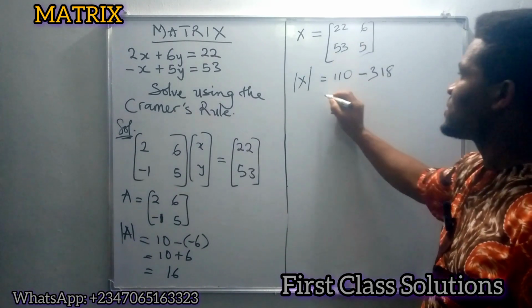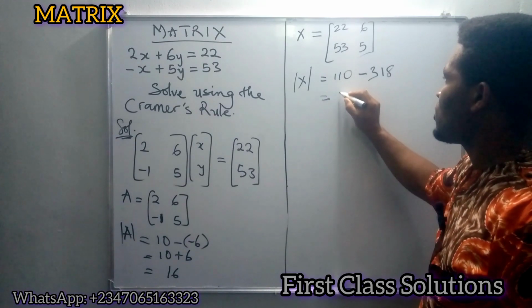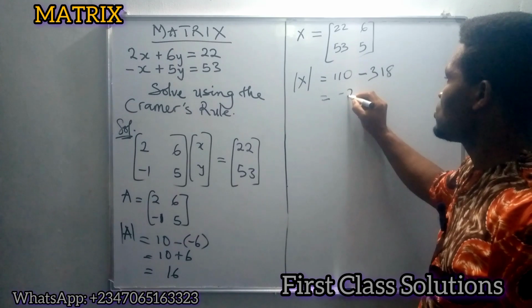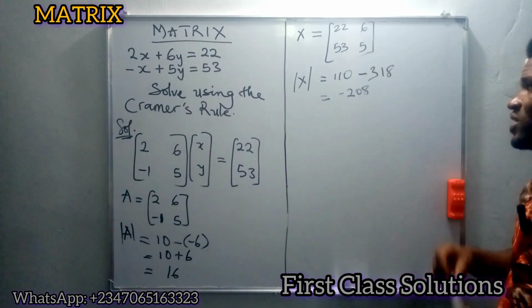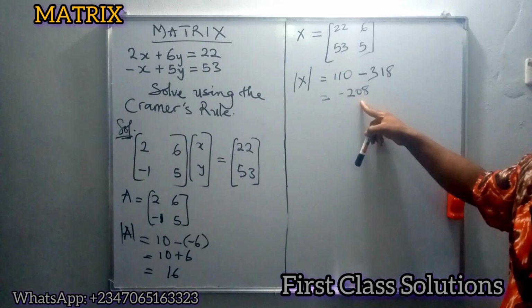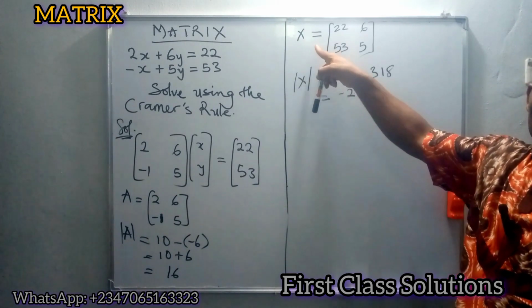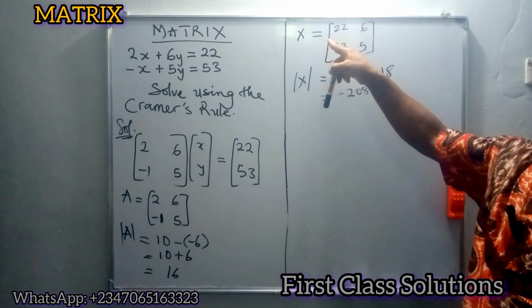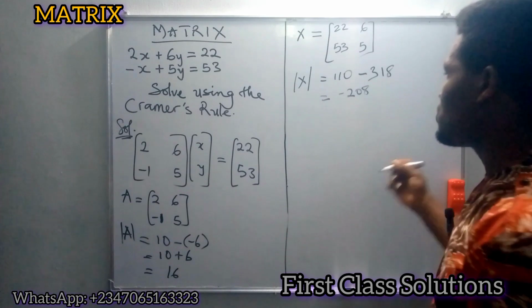Now 110 minus 318 will give us minus 208. Having this minus 208, this is the determinant of this x matrix, our special kind of matrix. So to get the value of x, according to Cramer's rule, x becomes equal to minus 208 over 16.